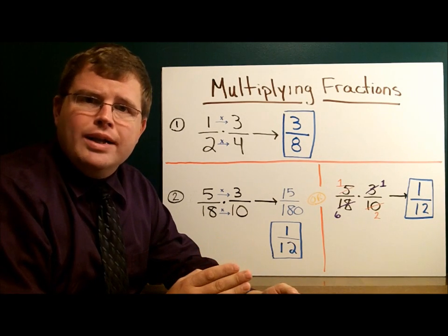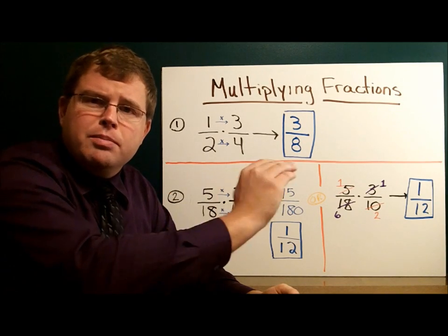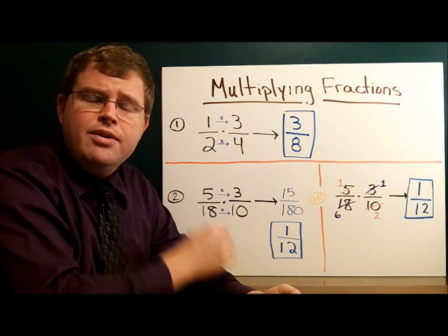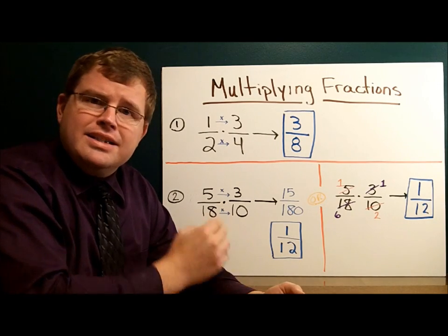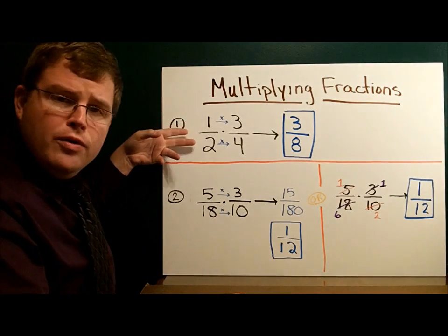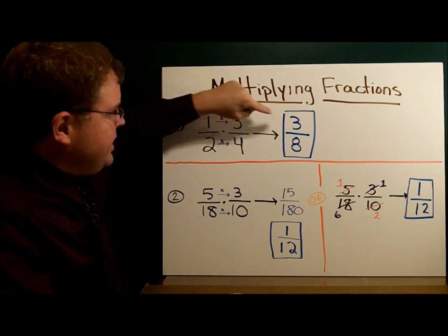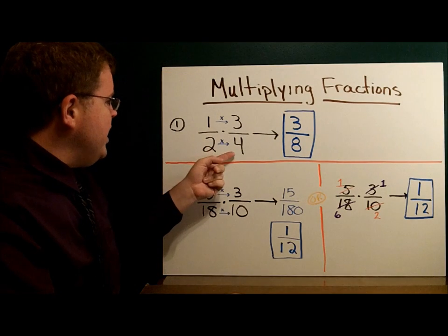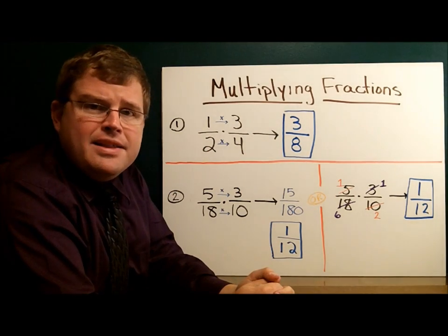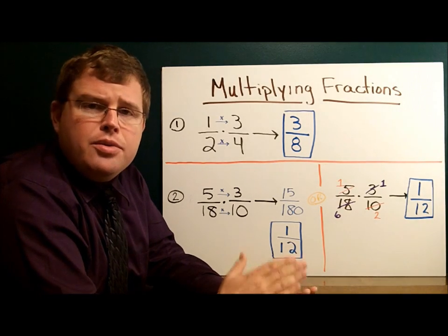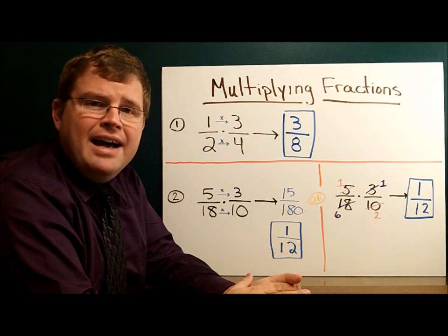Multiplication is actually quite simple. To multiply two fractions, all you do is you multiply the tops, the numerators, together, and you multiply the bottoms, the denominators, together. In example 1 up here, we have 1 over 2 times 3 over 4. 1 times 3 is 3. 2 times 4 is 8. That gives me an answer of 3/8, 3 over 8. 3 over 8 does not simplify, and so I'm all done. It was as easy as that.